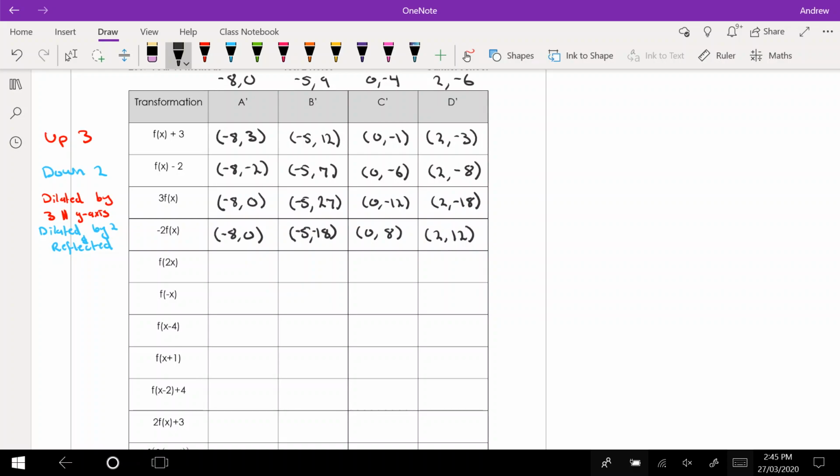On the y. Parallel. No, it's the x. It's changing my dilation factor parallel to my x-axis. Inside the bracket, it affects x. Outside the brackets, it affects y. So my next one is going to be dilated by, by what factor is it being dilated if it's inside my bracket?